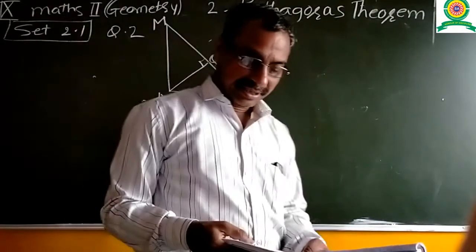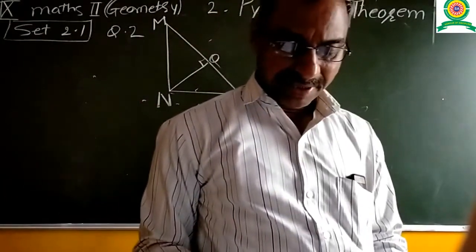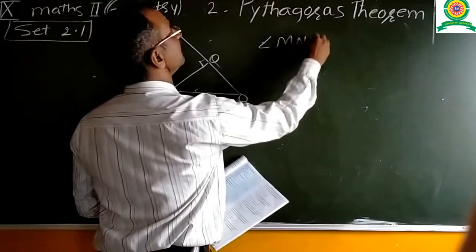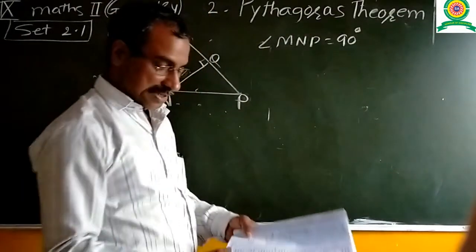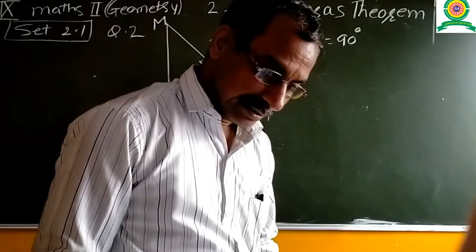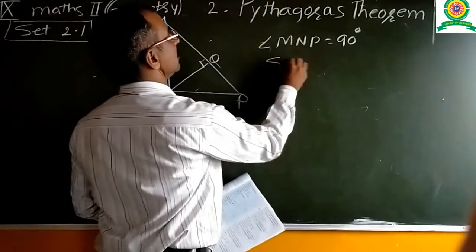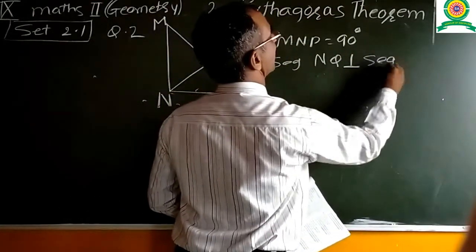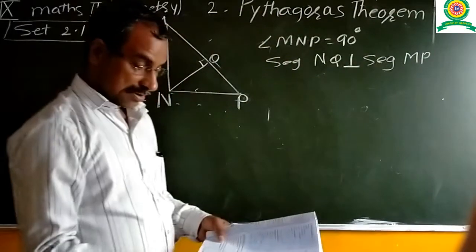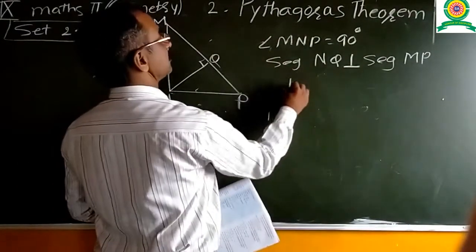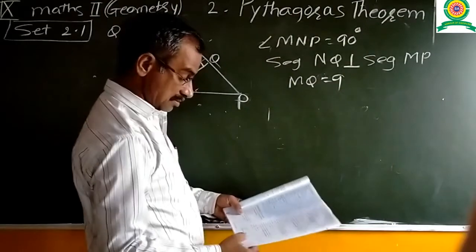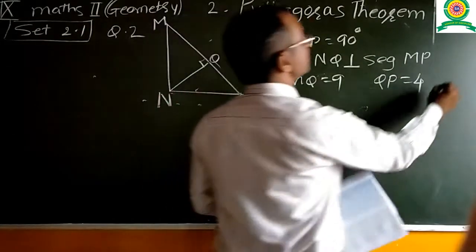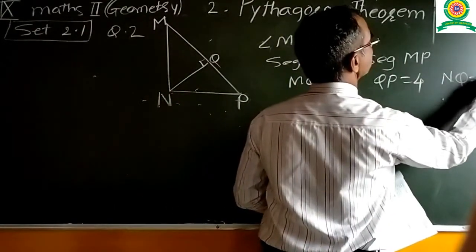Have you read the question? In the figure, angle MNP is equal to 90 degrees, meaning right angle. Then segment NQ is perpendicular to the segment MP, the hypotenuse. Then MQ is given. What is the MQ value given? 9. And QP is given as 4. Find NQ.